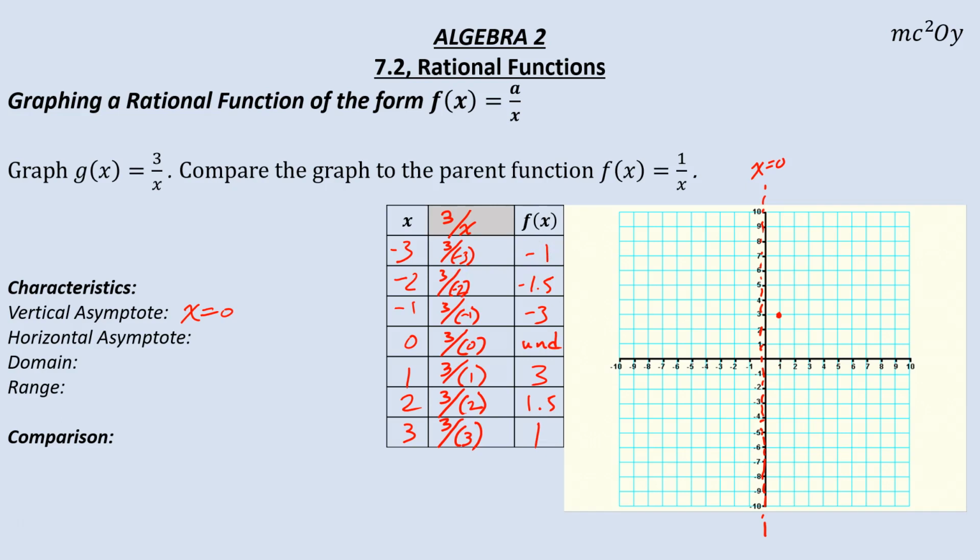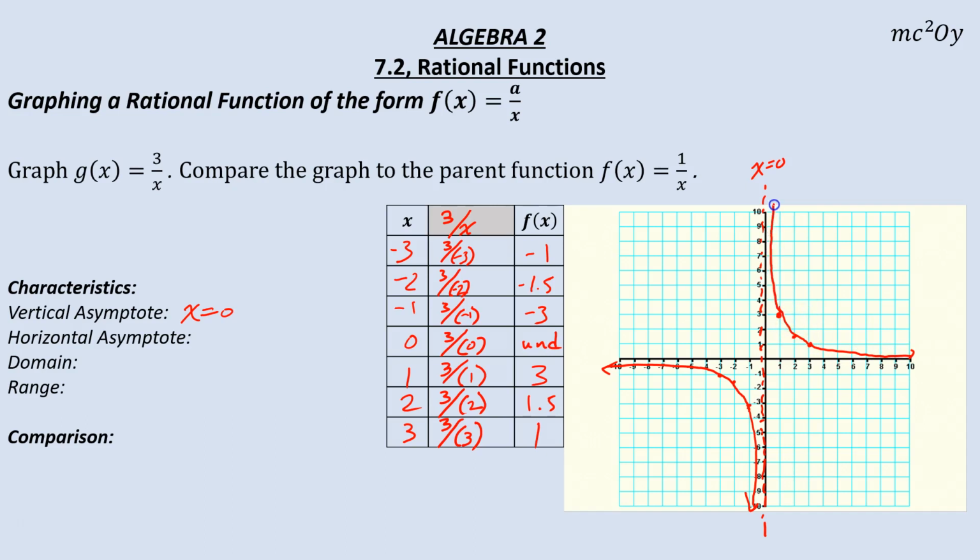Okay, and so finishing this off: 1, 3; 2, 1.5; 3, 1; and -1, -3; -2, -1.5; and -3, -1. And so our graph, again, you can see the curve really well here. It's going to get really close to the y-axis and the x-axis. If you're wondering how you know it's going to get really close to the x-axis, that's your asymptote.